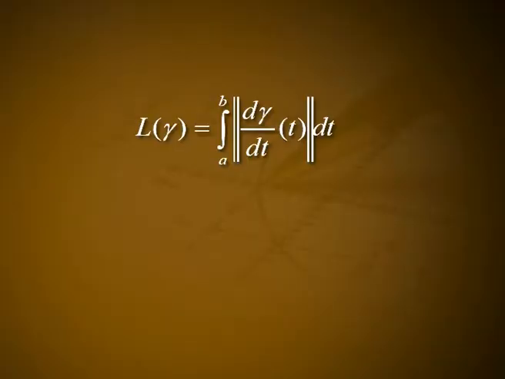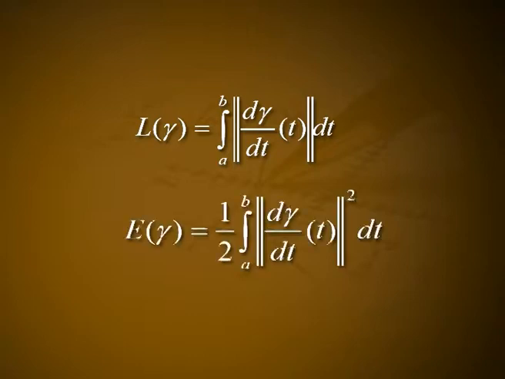Length and energy of smooth curves. Let [a, b] be a closed interval in R and γ: [a, b] → M a smooth curve, where smooth as always means of class C∞. The length of γ then is defined as L(γ) = ∫ from a to b of ‖dγ/dt(t)‖ dt, and the energy of γ is E(γ) = ½ ∫ from a to b of ‖dγ/dt(t)‖² dt. In physics, E(γ) is usually called the action of γ, where γ is considered as the orbit of a mass point.